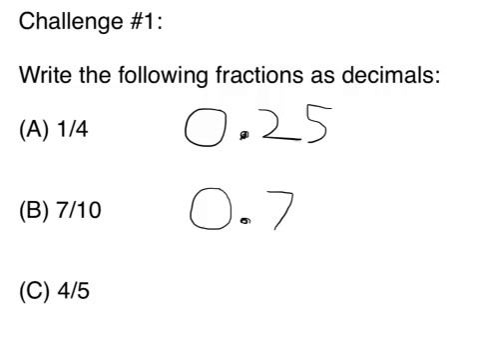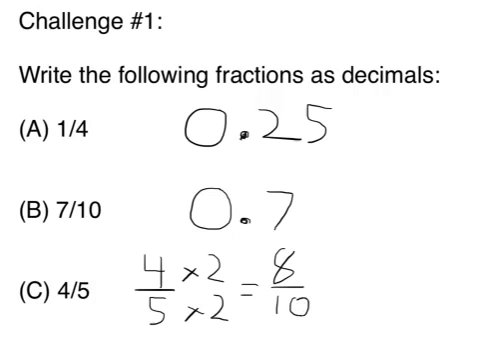4/5, a little bit harder. What I'm hoping we can see is that we can come up with an equivalent fraction to 4/5 by multiplying the numerator and the denominator by 2. 4/5 is equivalent to 8/10, and using the same logic we had up here, we should know that 8/10 is the same as 0.8 because it has an 8 in the tenths place. 8/10.